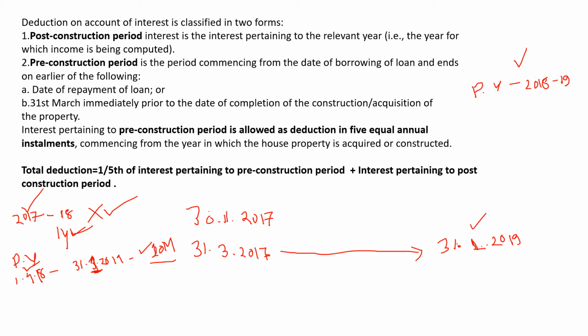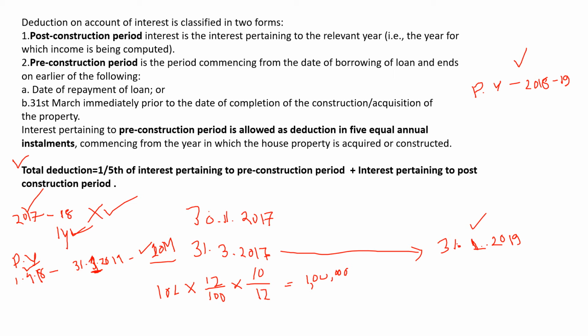So what is the amount? It will be 10 lakh into 12%, the rate, into 10 months, 10 by 12. So the amount comes out to be 1 lakh. Yes. So my total deduction will be how much?